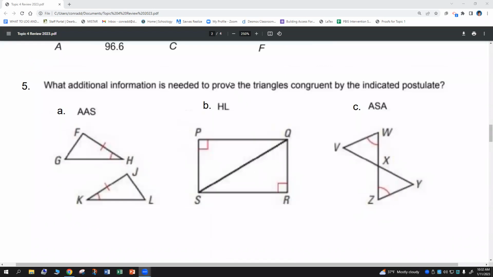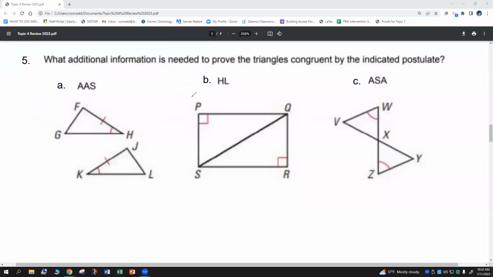All right, number 5, what additional information is needed to prove the triangles congruent by the indicated postulate? So on the first one, we have one pair of angles here, and we have one pair of sides, which means we're missing a pair of angles. So what additional information do we need? We need a pair of angles. So we have two options. If we pick angle F and angle J, that's going to give us angle, side, angle. We don't want angle, side, angle. We want angle, angle, side. So we're going to have to pick angle G and angle L. So we're going to say angle G is congruent to angle L.